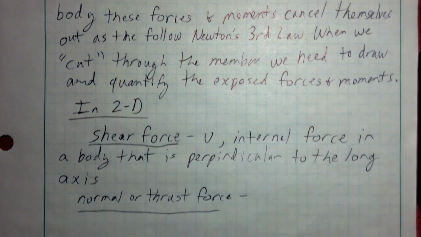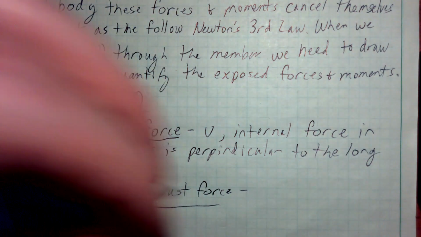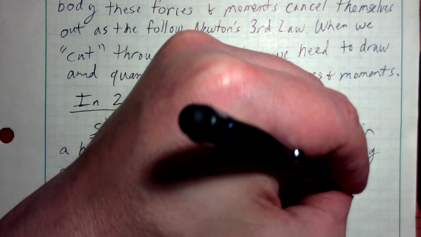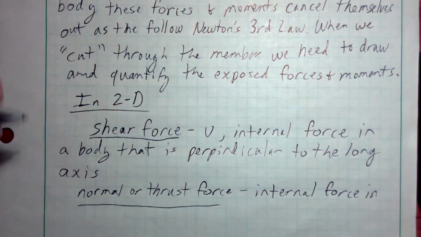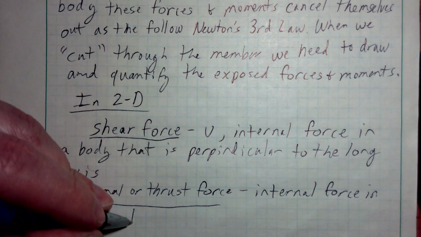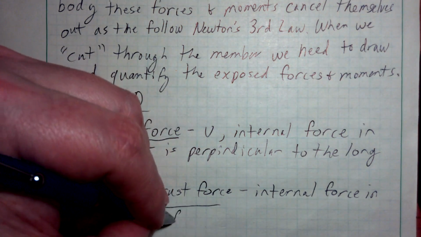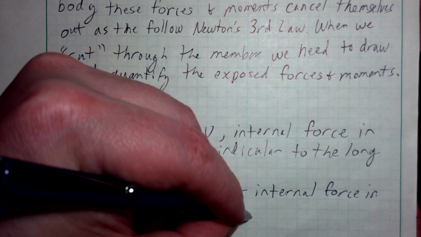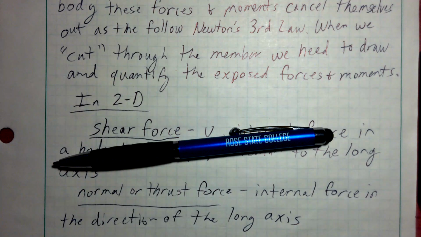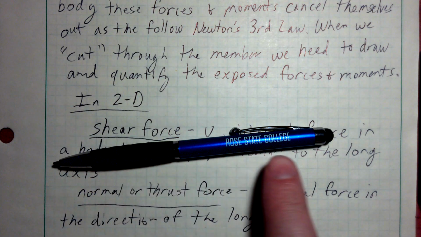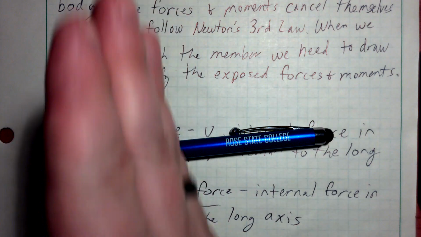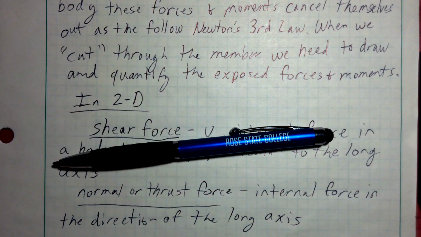This is the internal force in the direction of the long axis. Again, if we take this pen, because it's here and it's handy, the thrust or the normal force would be the force directed along here. The shear force is the force perpendicular to the direction of the pin.